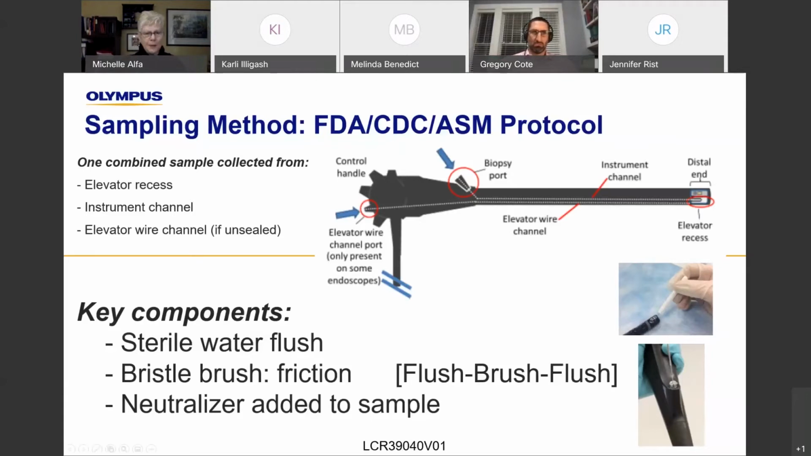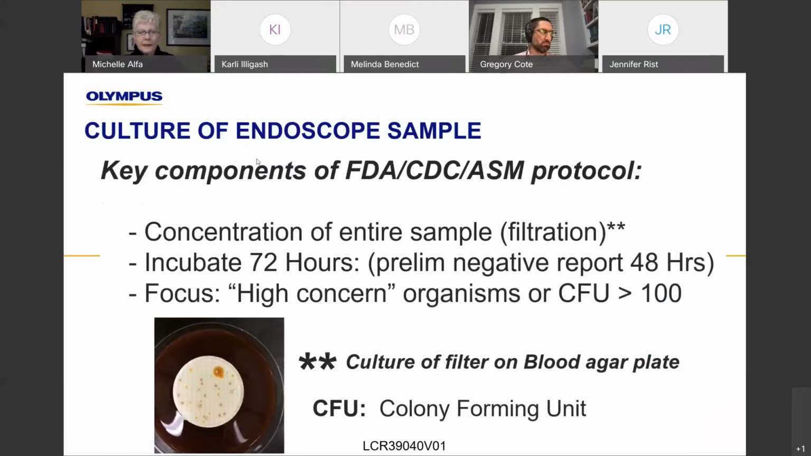And if we can maybe go, do you want to go to the next slide? Yeah, let's go ahead and do that.